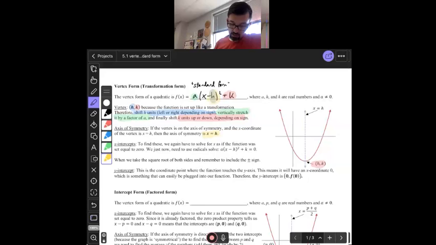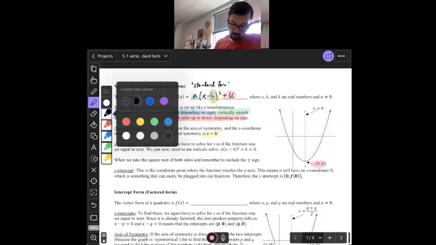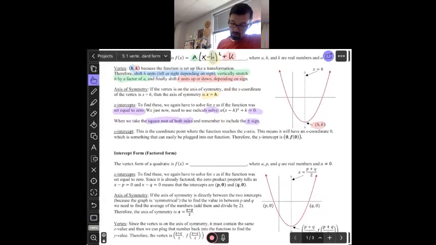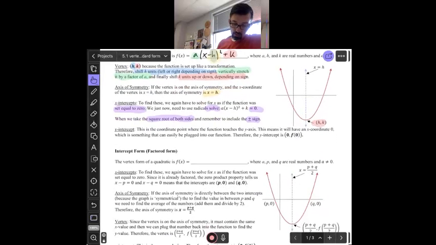X-intercepts, that's a little bit more complex this time. But again, when it's set equal to 0, so you set the equation equal to 0 and you solve for x. Just remember that when you're solving and you square root both sides, you do need to have that plus-minus sign. We'll run into that later. Then the y-intercepts, not too bad for this.